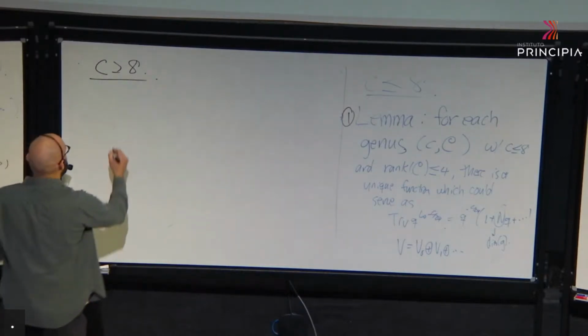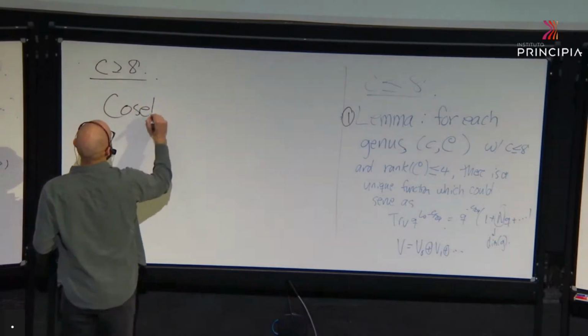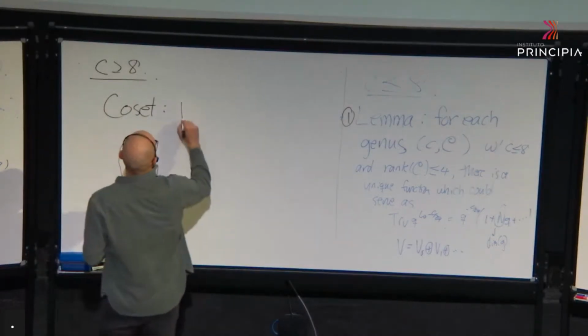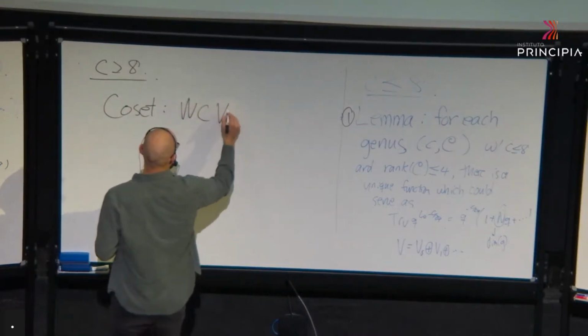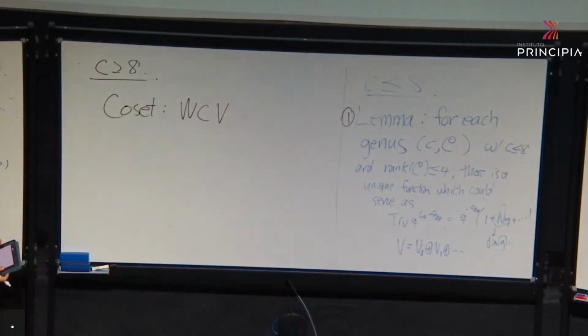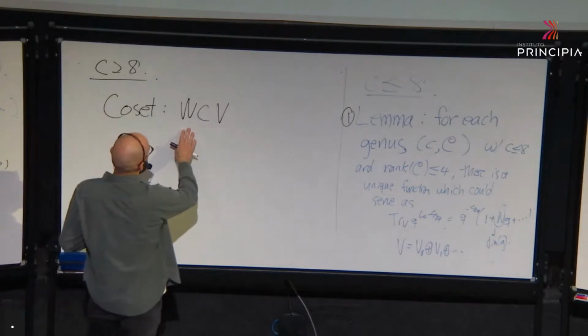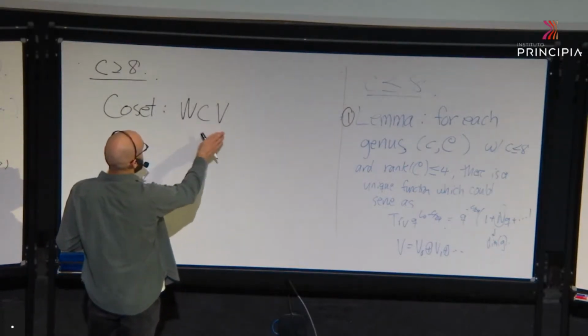So for this, let me remind you of the definition of a coset. It's fairly general, although it's perhaps most familiar in the context of WZW models. So let's say you have some chiral algebra.